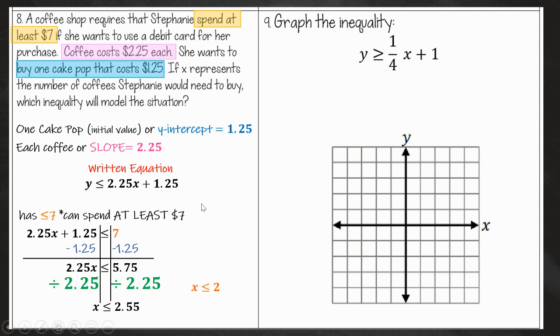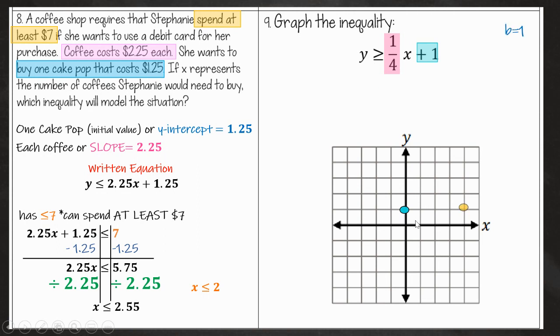All right, question 9. Graph the inequality y is greater than or equal to 1/4 x plus 1. All right, we're going to start here with our y-intercept, and then we're going to move our slope. So in this particular question on the test, you're going to have to match this equation to the graphs that are provided. So first match your y-intercepts and eliminate the ones that don't have the same y-intercept, and then match your slope, and then look at your solid or dotted lines.